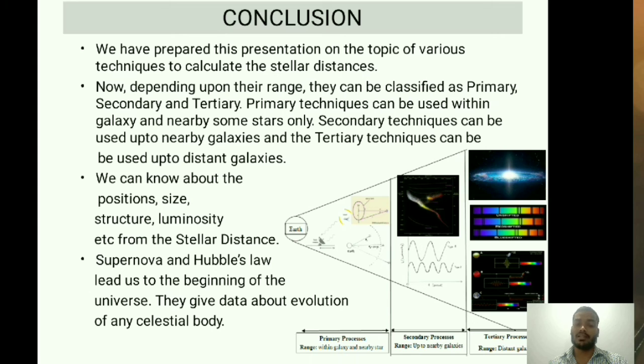Now from stellar distances, we can calculate the position, size, structure, core composition, luminosity, etc. of any celestial body. Again, supernova and Hubble's law lead us to the beginning of the universe, and they can tell us about the evolution of celestial bodies.